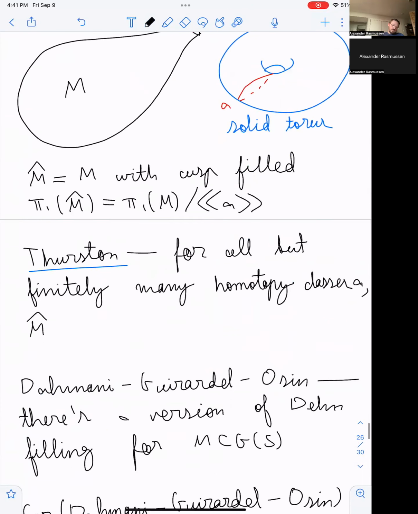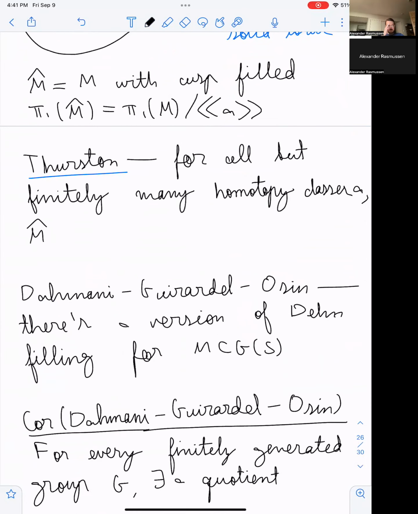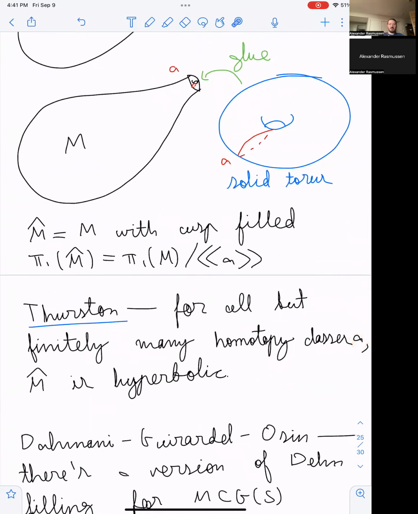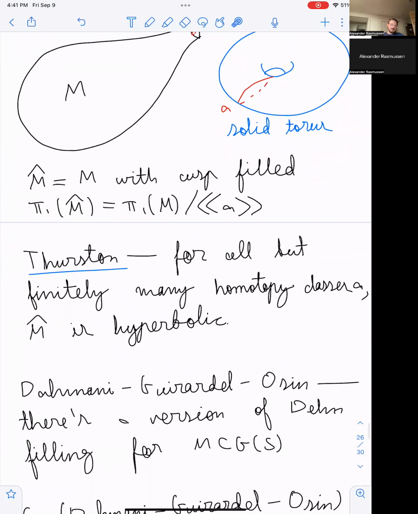And here's Thurston's fundamental theorem. The manifold you get is almost always hyperbolic. So M hat is hyperbolic, except for finitely many possible choices of homotopy classes of simple closed curves on the boundary. Great. And in particular, the fundamental group of M hat is going to be a hyperbolic group.